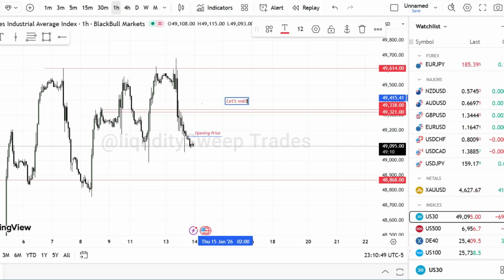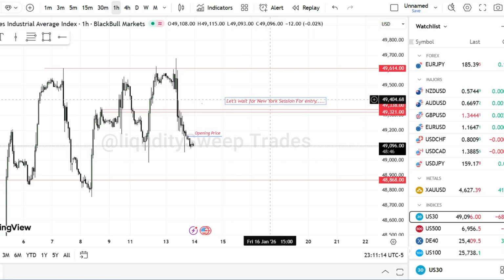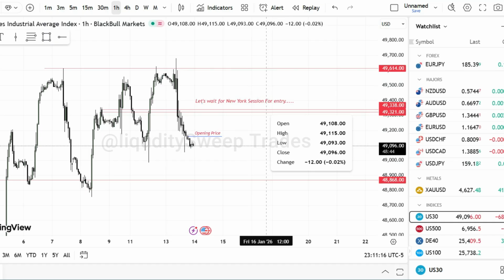As a trader, the best time for a trade should always be the New York session to trade the US indices, just to avoid high spread during the London session. That's for me. Spreads are usually very, very high during the London session, so it's a bit low during the New York session. So just because of the liquidity, obviously, I would advise you to target a New York session for your trades.